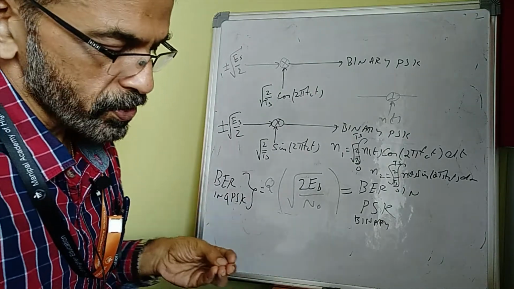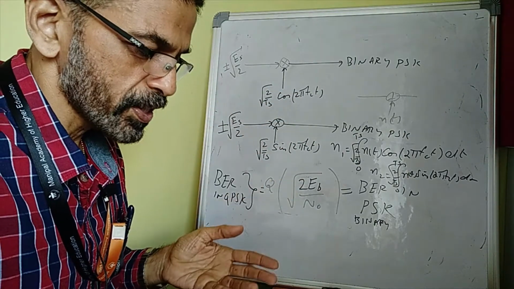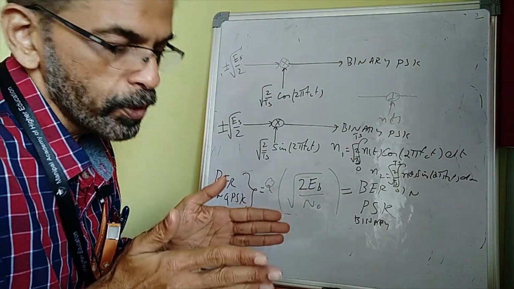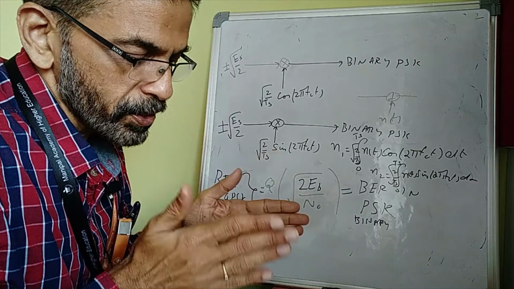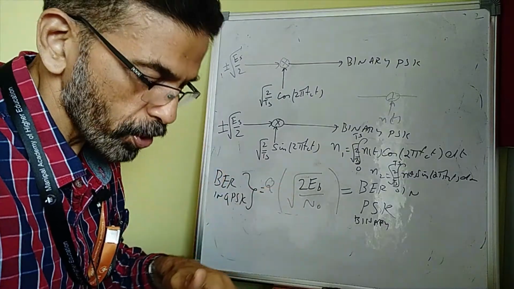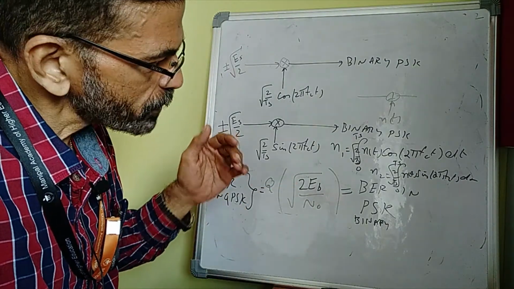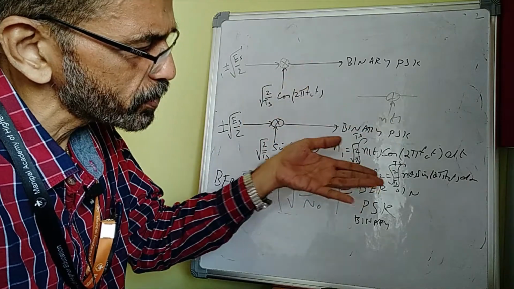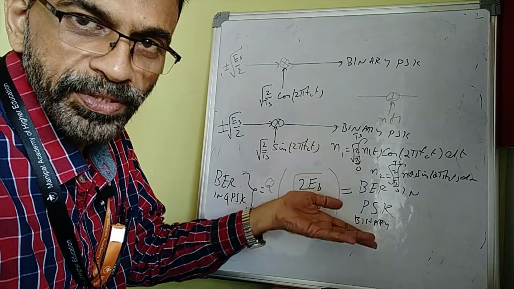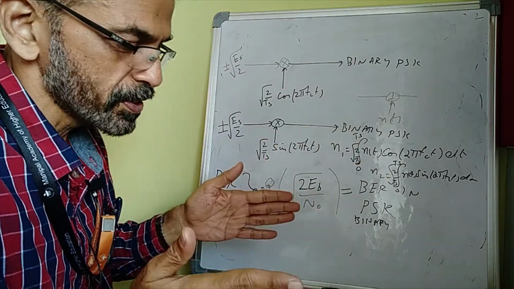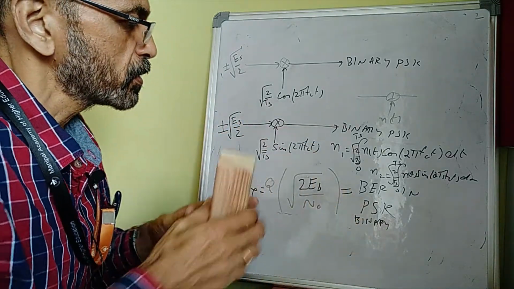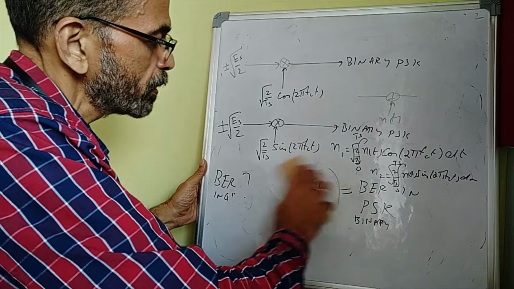So the point here is that QPSK can be visualized as two independent BPSK signals carried by two carriers which are orthogonal to each other. In fact, they are orthonormal to each other, and that is why you see the bit error rate as the same as that of binary PSK, because it's nothing but two BPSK signals transmitted over practically independent carriers.